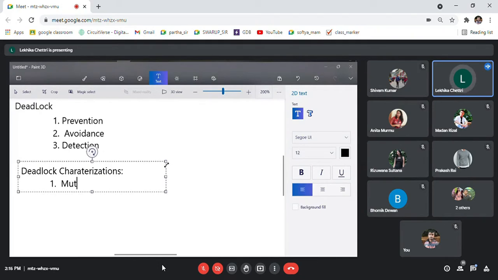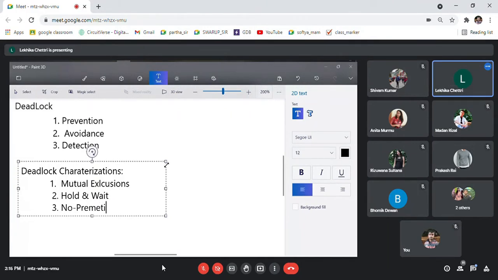The first is mutual exclusion, and lots of questions are asked from this topic. Second is hold and wait. Third is no preemption. Fourth is circular wait.